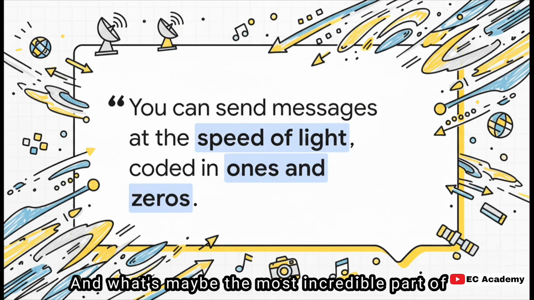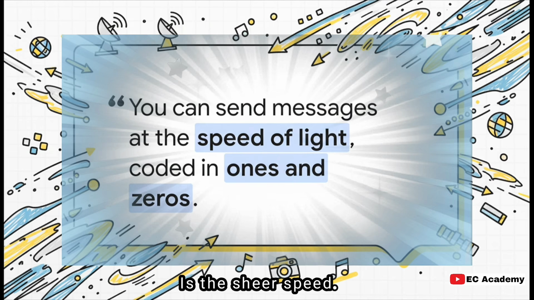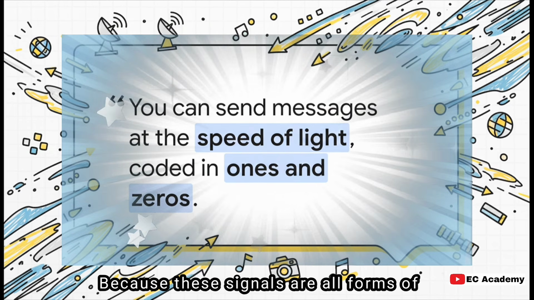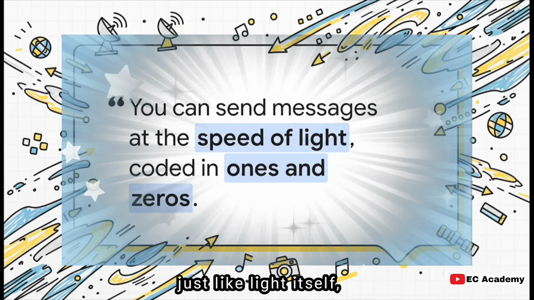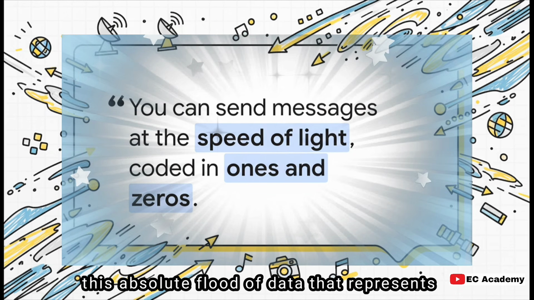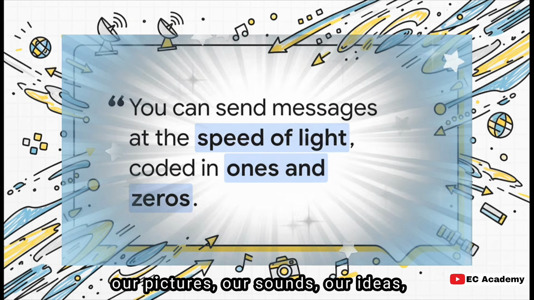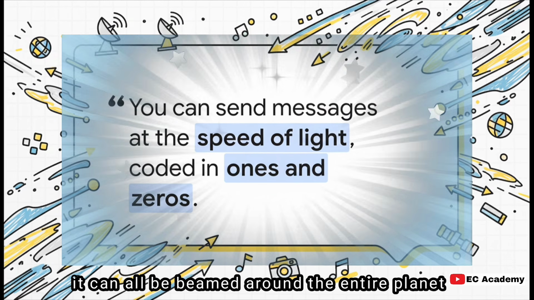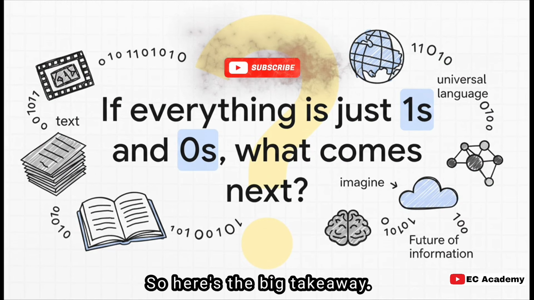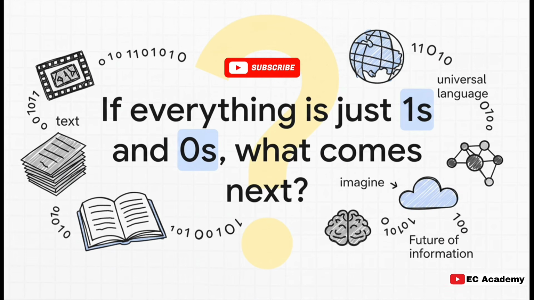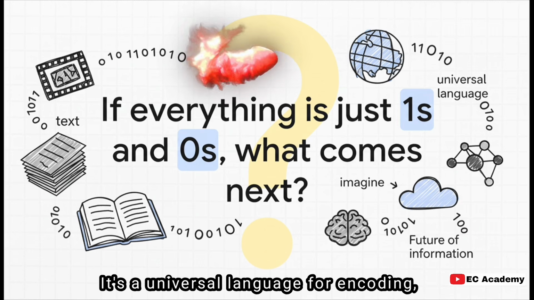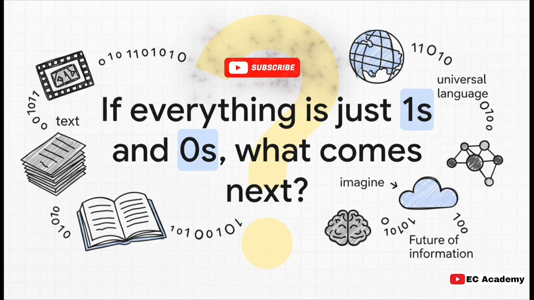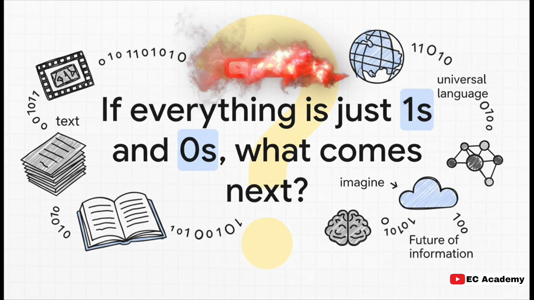And what's maybe the most incredible part of all this is the sheer speed. Because these signals are all forms of electromagnetic radiation, just like light itself, this absolute flood of data that represents our pictures, our sounds, our ideas, it can all be beamed around the entire planet at the speed of light. So here's the big takeaway. From the most complex Hollywood movie to the simplest text message, it's all just ones and zeros. It's a universal language for encoding, storing, and sharing pretty much any piece of information we can possibly imagine.